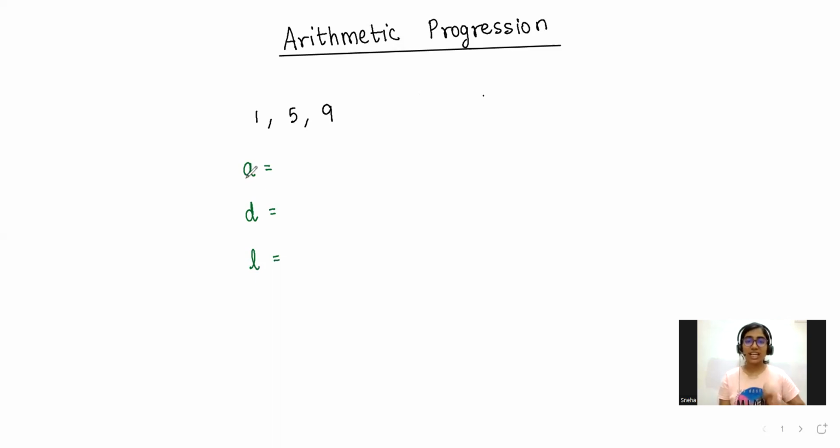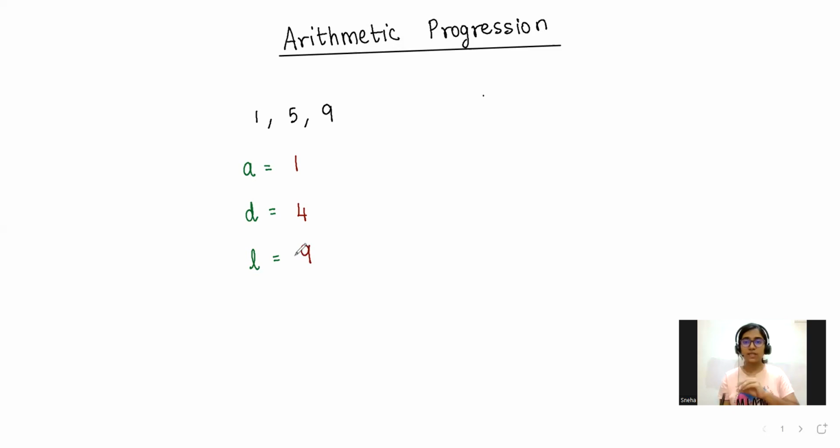Okay, so now take a look here. Can you all tell me what is A? A is 1 and D is 4. How did I get D? I just subtracted the first term from the second term, or the second term from the third term. And in this case, the last term is 9.